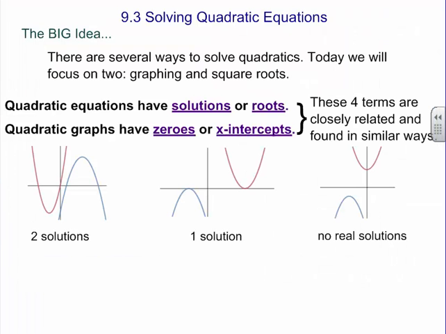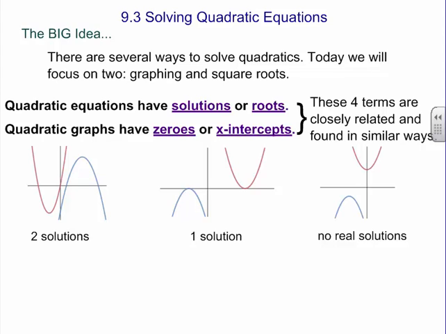Okay, so today we're going to talk about 9.3, solving quadratic equations. The big idea: there are several ways to solve quadratic equations. Some of you have already noticed that. I'm talking about algebraically, the way that we can solve them and find information out of them. Also, just graphing them and being able to tell different things about them. So there are many ways to solve these. The ways that we're going to talk about today are graphing and square roots.